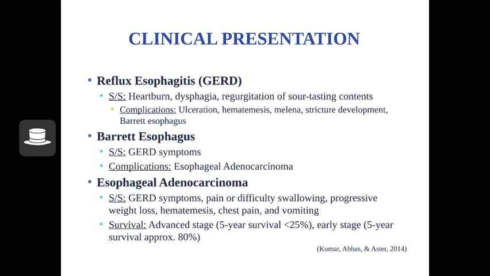Complications include esophageal adenocarcinoma. Finally, an individual diagnosed with esophageal adenocarcinoma may present with GERD symptoms, as well as pain or difficulty swallowing, progressive weight loss, hematemesis, chest pain, and vomiting. 5-year survival in advanced stage is less than 25%, and 5-year survival in early stage is approximately 80%.